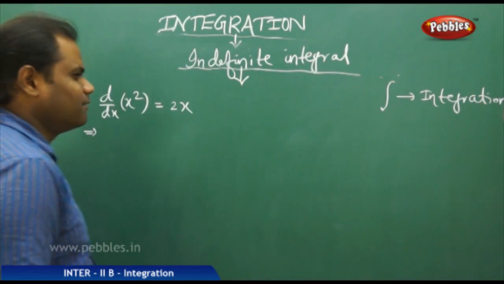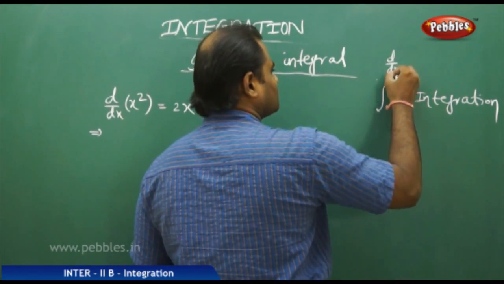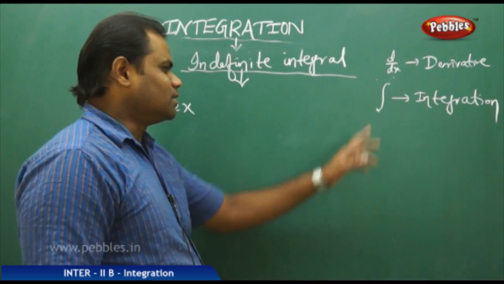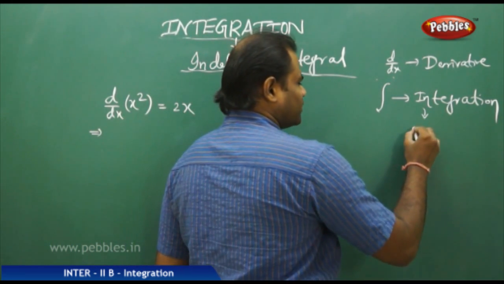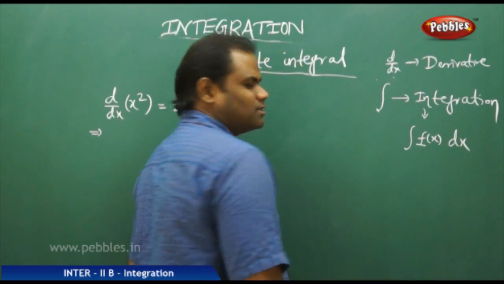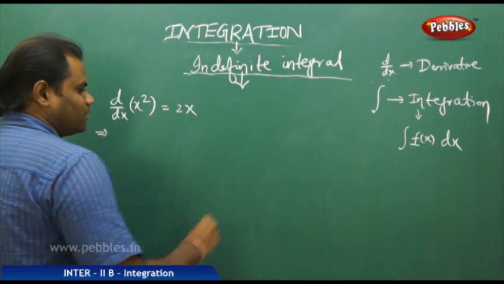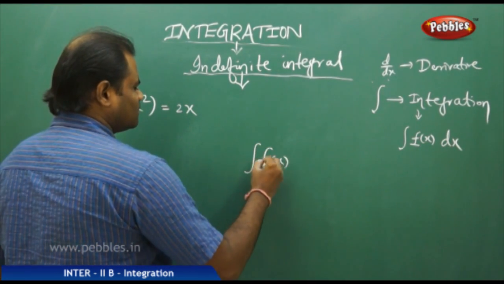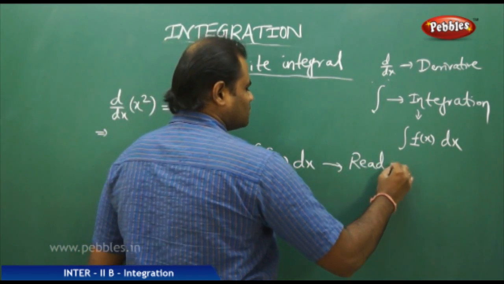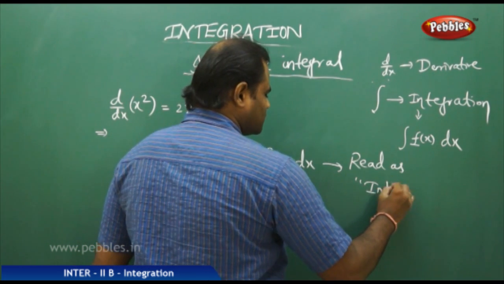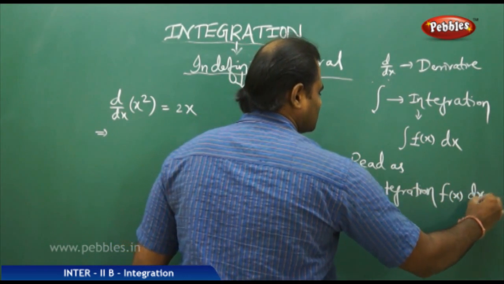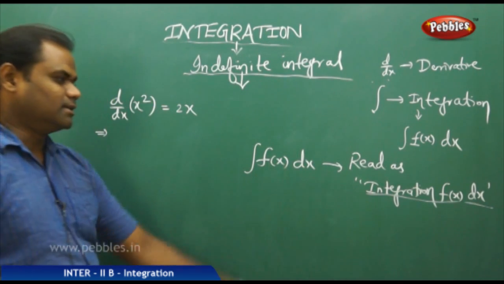So as I denote the derivative with d by dx, my integration is denoted with the integral sign, that is, the integral of some function f of x dx is how I denote the integration. If I write this integral, it is read as integration f of x dx.